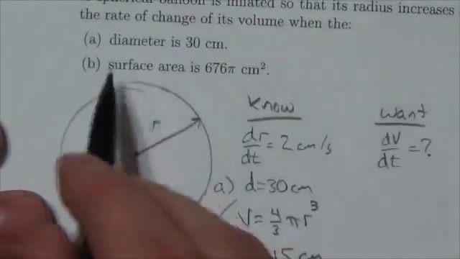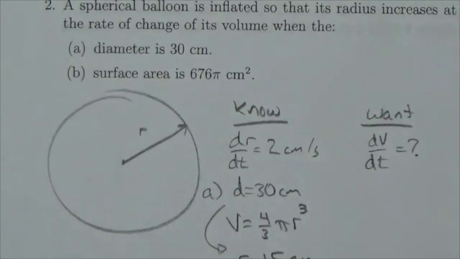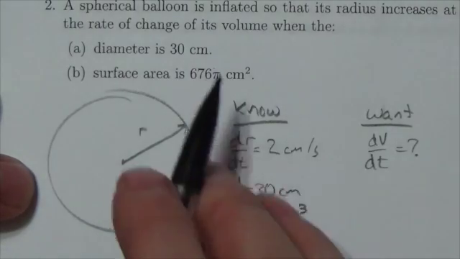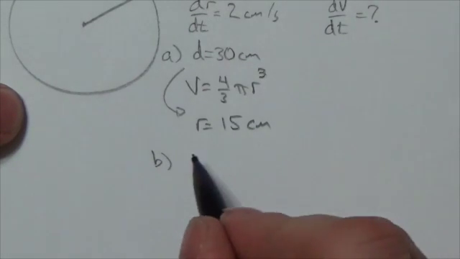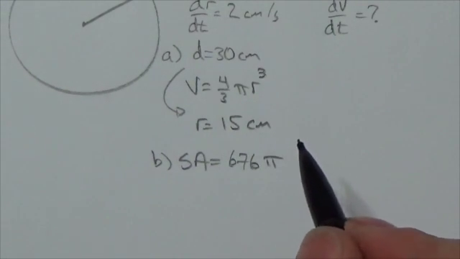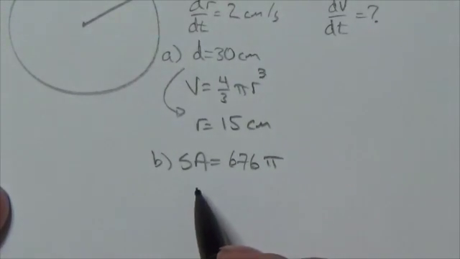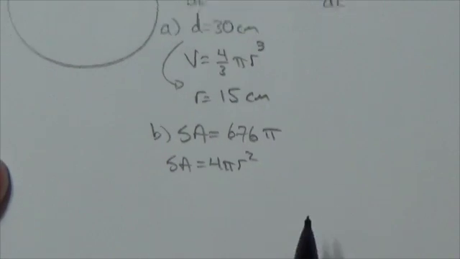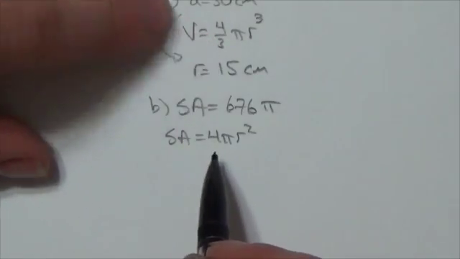Now, I'll come back to this in just a second. In part B, we know that the surface area at the point we're interested in is 676 pi centimeters squared. Well, what's the formula for the surface area of a sphere? The surface area is 4 pi r squared. So at that exact instant, what we're trying to give you is the radius.